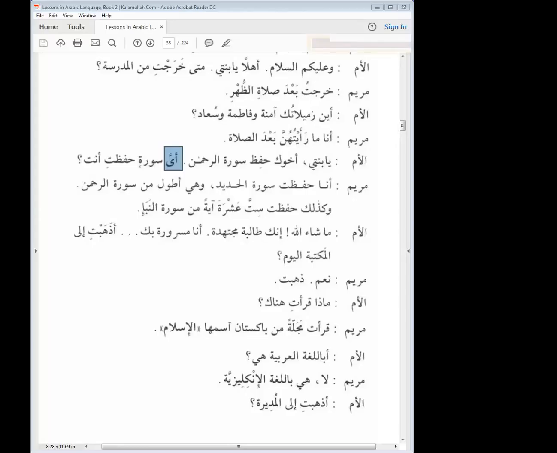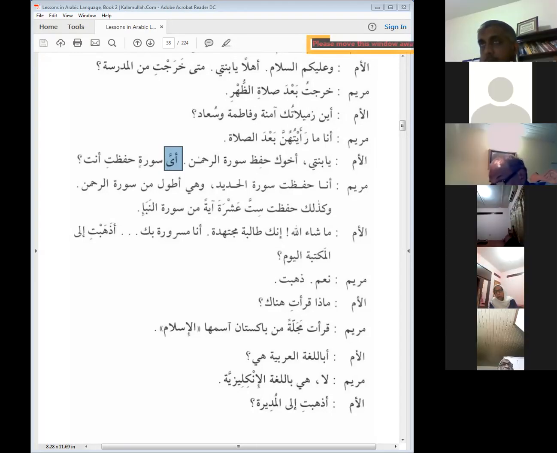In the case of jar, remember that a word that is majrur would generally take the kasra below the last letter. If it's a dual, it will take a ya. If it's a sound masculine plural, it will take a ya as well, and so on. But a normal noun will just take the kasra below the last letter if it is in the case of jar. So this noun, which comes after ayya or ayyu, is mudaf ilayh, therefore it will always be majrur.